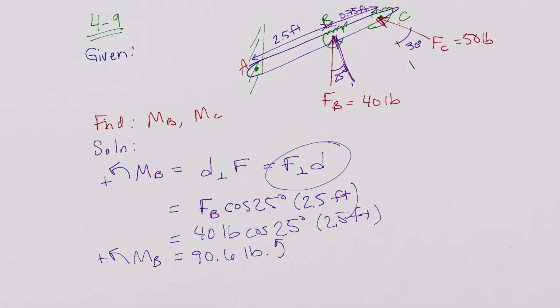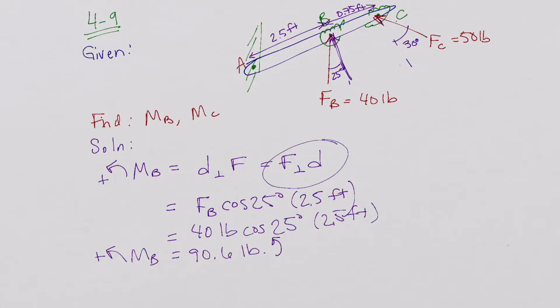So the next part is for the moment due to C, or about A due to that C force. We'll use the same sign convention. So we're going to use that perpendicular force times the distance. We want this component of the force, so that basically would just be FC, which is 50 pounds, times cosine of that 30 degrees. So that gives us that perpendicular force, and then we're going to multiply that by the full distance from A to C. So that's 2.5 plus 0.75 feet.